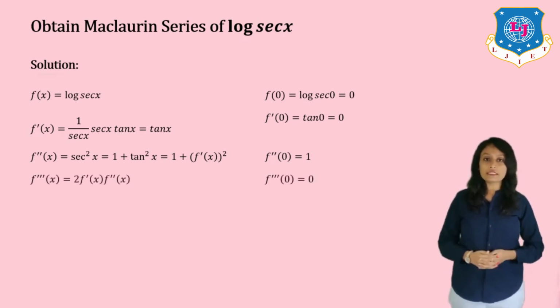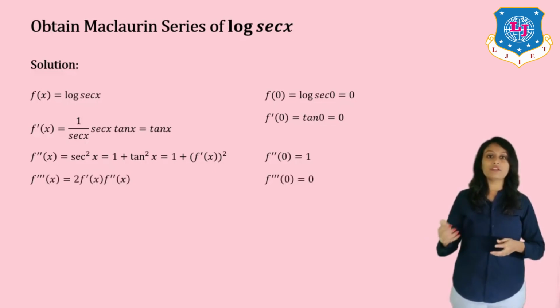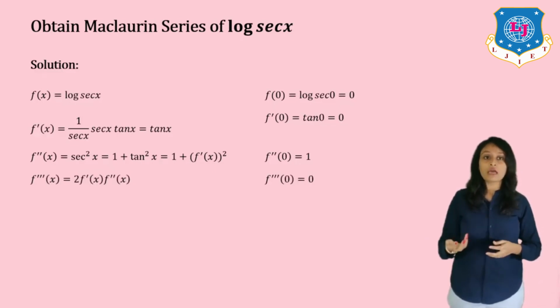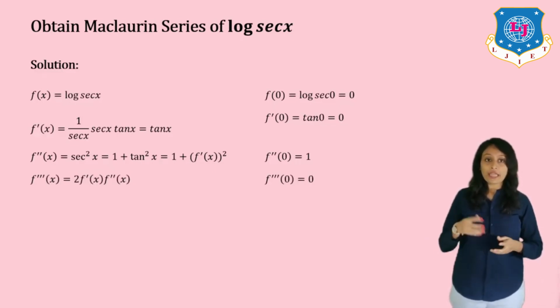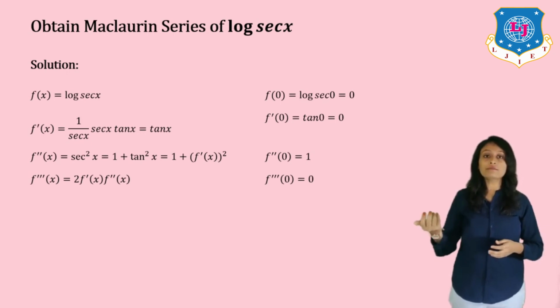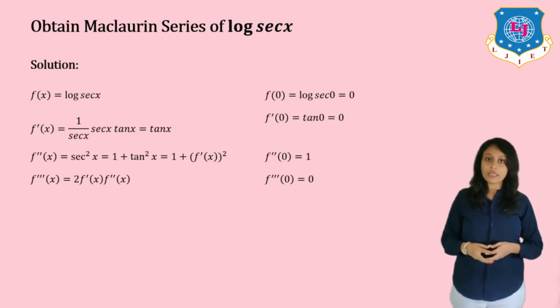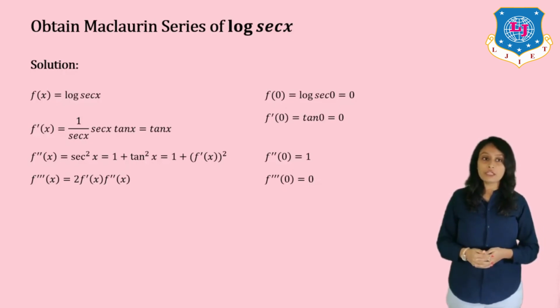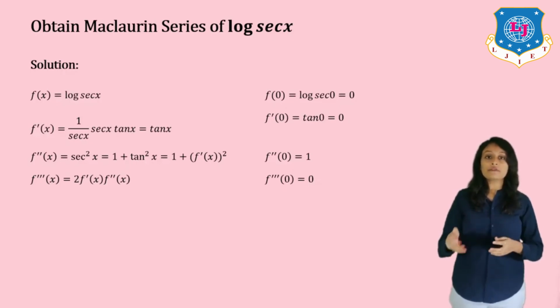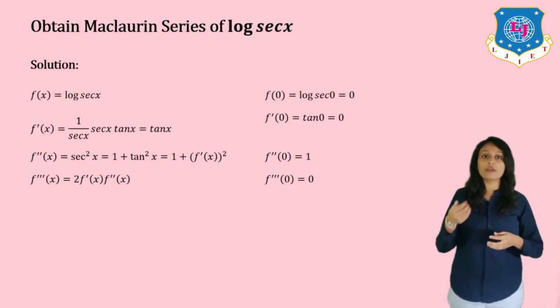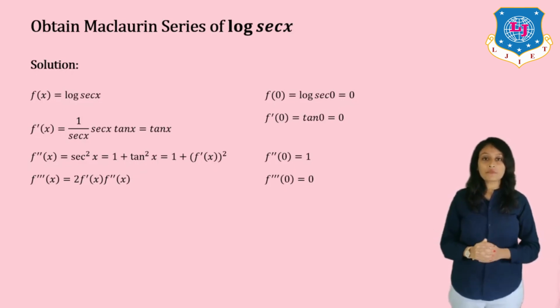Now we have to find its derivative again, so f'''(x). The derivative of 1 is 0, and to find the derivative of f'(x) whole square we have to apply the chain rule. So it will become 2 f'(x) into f''(x). Then we have to find its value at 0. So we will get the answer 0. Why? Because f'(0) is 0. So 0 into 1, you will get the answer 0.